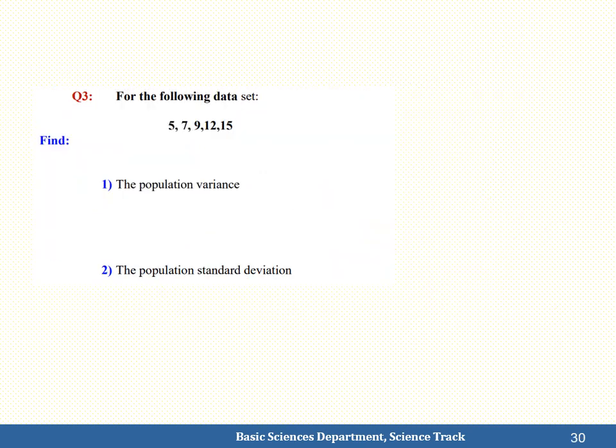Okay, let's look at this question. For the following data set, find the population variance and the population standard deviation. Now, this is raw data. If the data is given this way, this is raw data. So you have to use the formula for the population variance for the raw data. So if you remember, this is the formula for the variance, population variance.